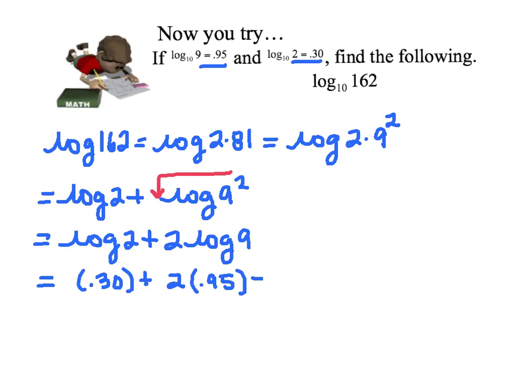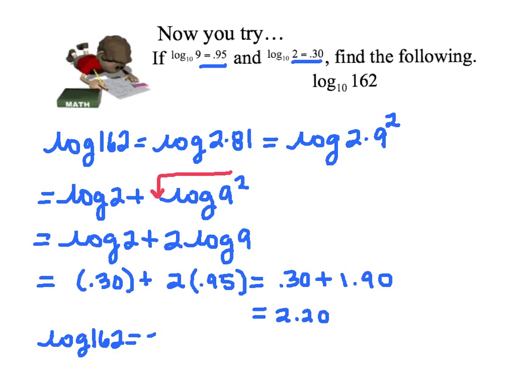And I'm ready to do the arithmetic. 0.30 plus 2 times 0.95, 1.90, and 0.30 plus 1.90 is 2.20. And so the common log of 162 is equal to 2.20.